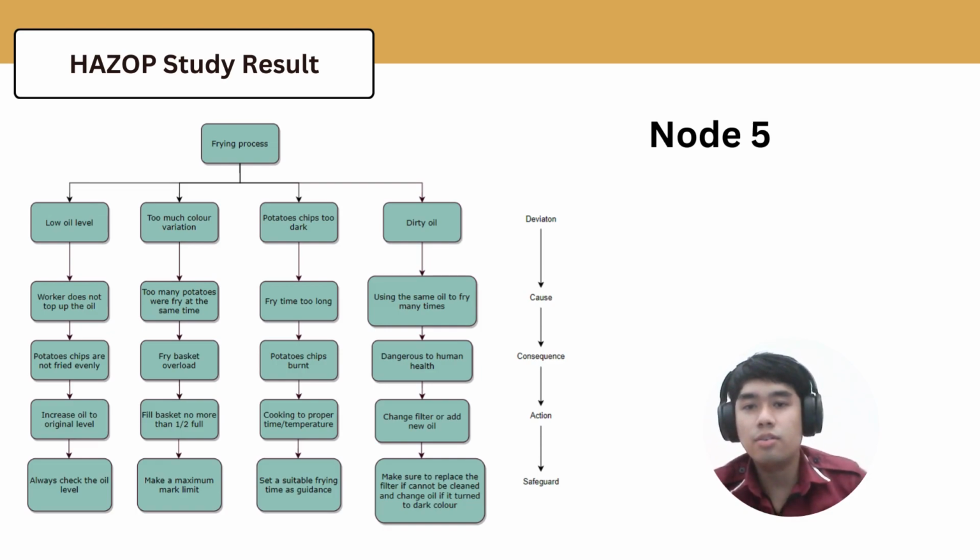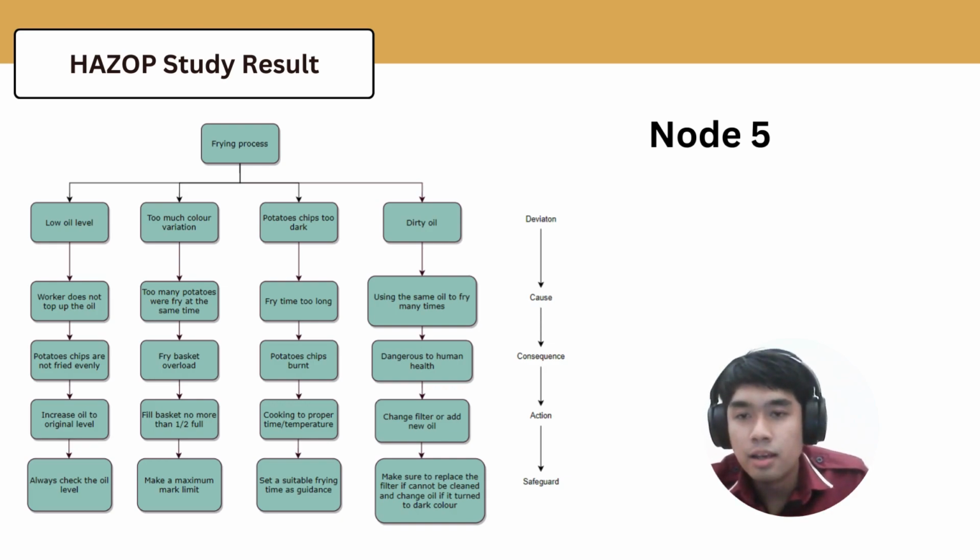And then for node 5, we have the frying process. The first deviation is low oil level. The cause is that the worker does not top up the oil. So the consequence is that the potato chips are not fried evenly. So in order to prevent this, we need to increase the original oil level, and we should always check the oil level.